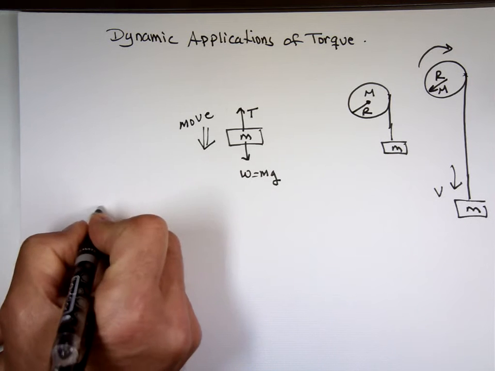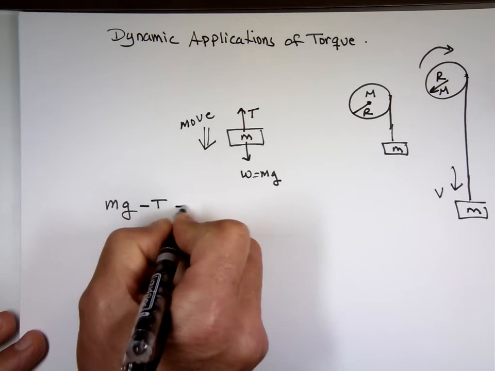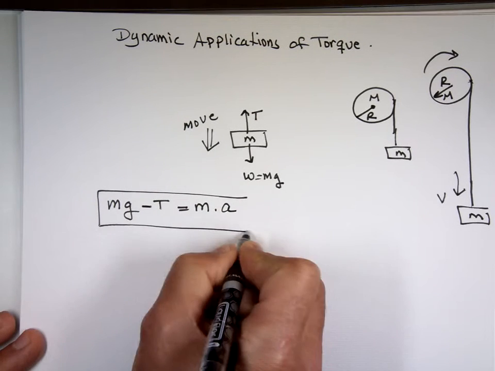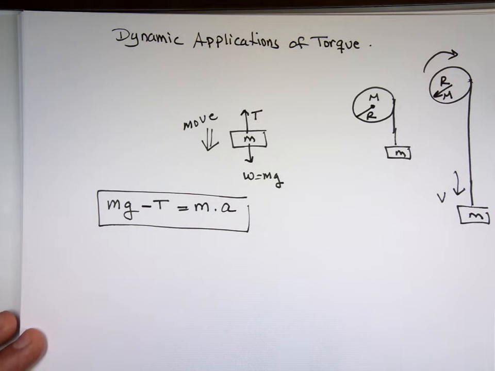then I can write mg, the mass times gravity, the weight, minus the tension, equals the mass of that times the acceleration. And we normally know the mass of this one, so I only have really two unknowns, T and a. I need a second equation. I need to find another equation because I have two unknowns.